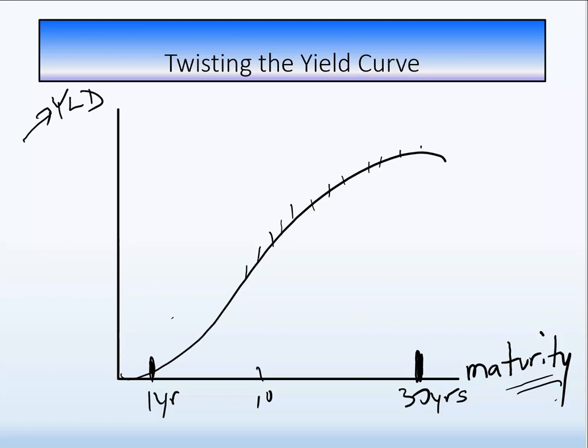There's not much risk. It's only 1 year that you're locking your money up with. But if you buy 10, 20, or 30-year securities, there's risk. You don't know what's going to happen in the next 10, 20, or 30 years. So bond investors want a risk premium. And so that risk premium is going to be built into this yield.